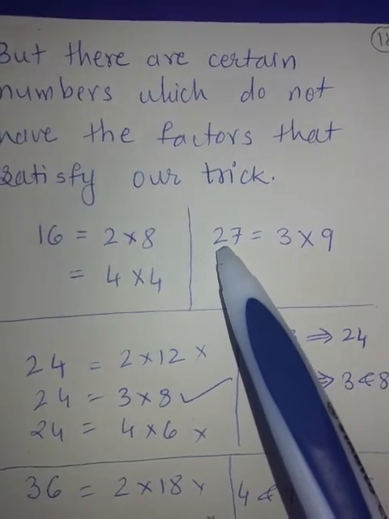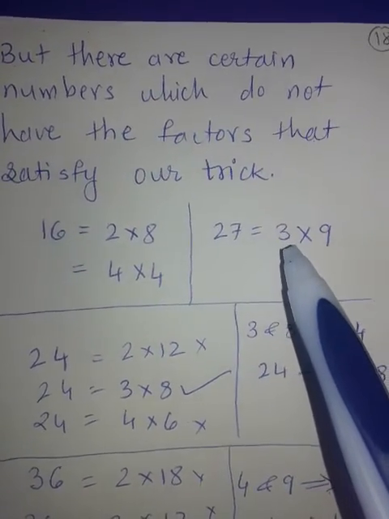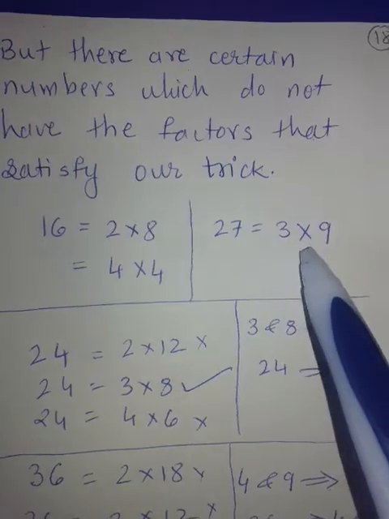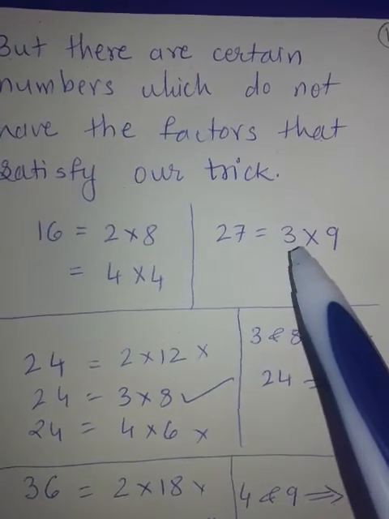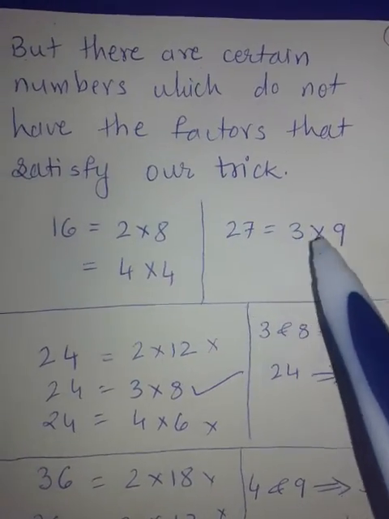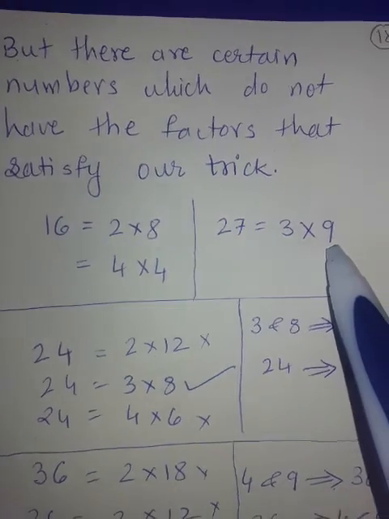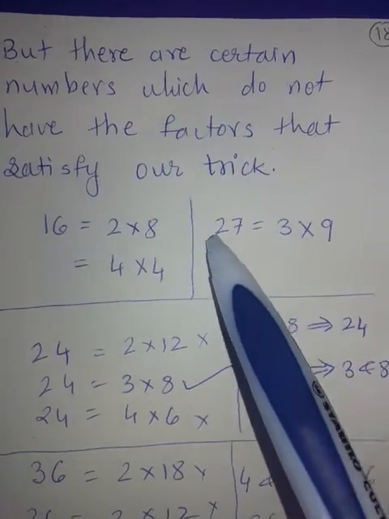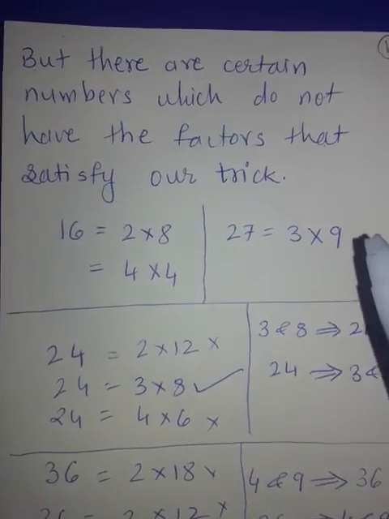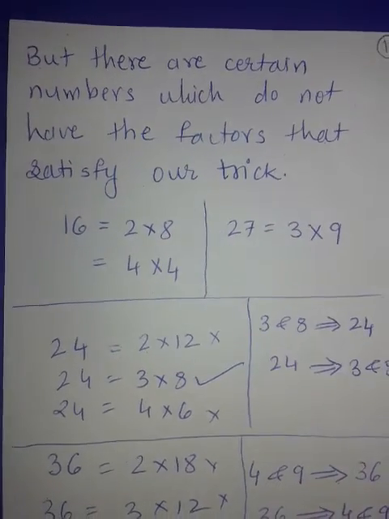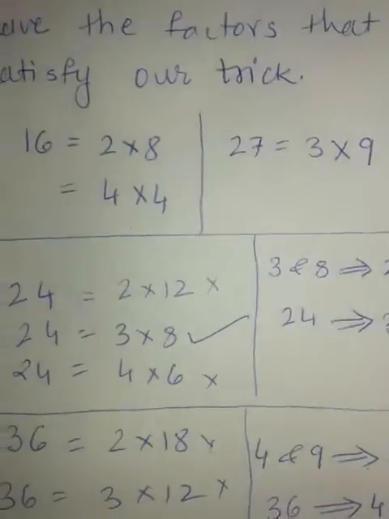Same is for 27. 27 can be factorized only in one way, that is 3 into 9. 3 is a factor of 9. That means for 27 also we cannot find divisibility test using our trick. But let's see few more numbers.